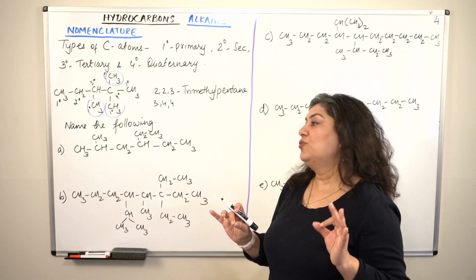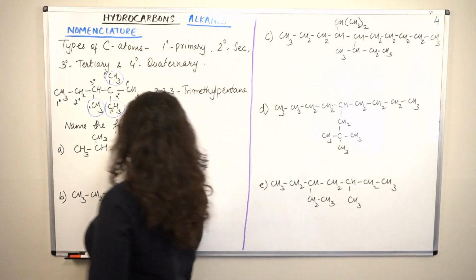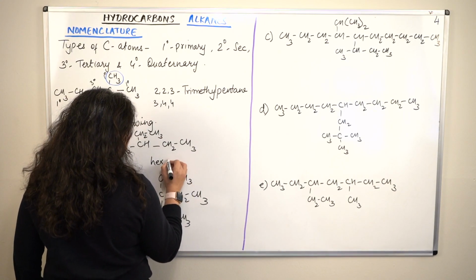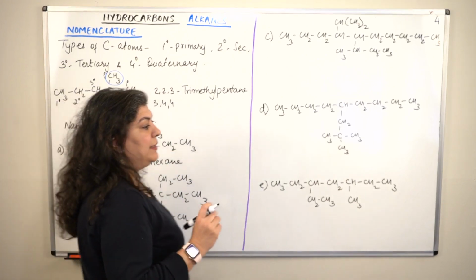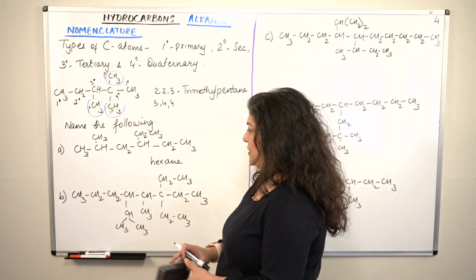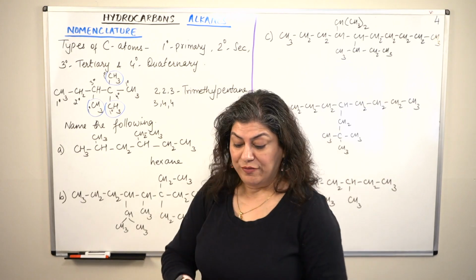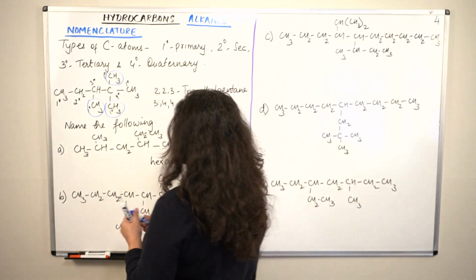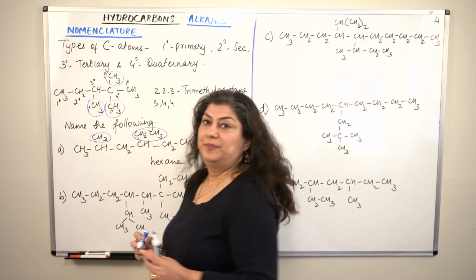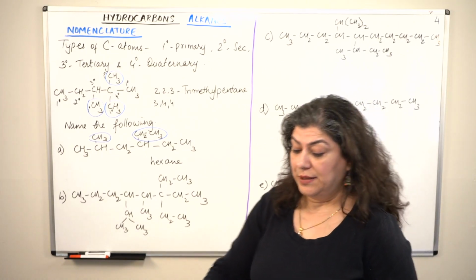So the first thing you do is you write the word root. The word root for the parent chain is hex, HEX, and since it is saturated, it is hexane. That is the thing that you find out first. Then, what are the groups that you have? The substituents. You have two substituents here: an ethyl group and a methyl group.